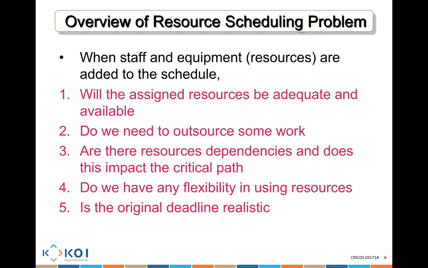Are there resource dependencies? And does this impact the critical path? So for example, you might have two tasks, the first task and the second task, and they both require the same resource. You won't be able to start the second task until you finish the first task, because the person who's currently doing the first task needs to jump and do the second task straight after that. So you need to ask yourself, are there resource dependencies? Do we have enough resources? This is very, very important because that impacts the critical path.